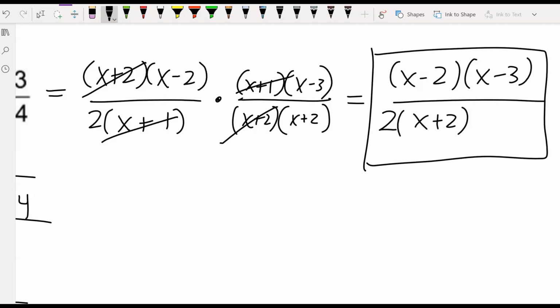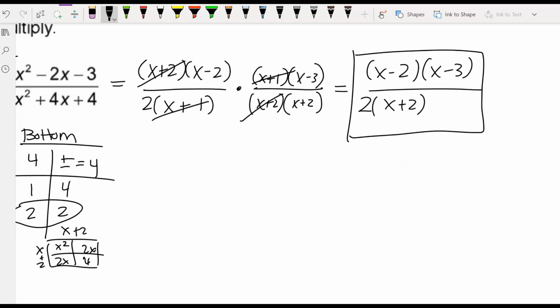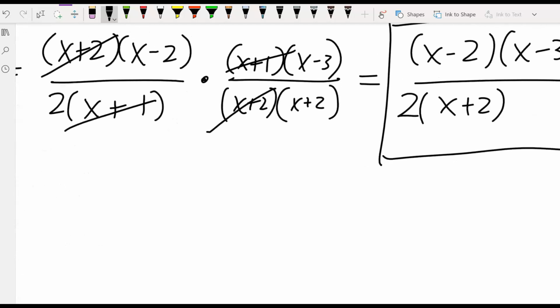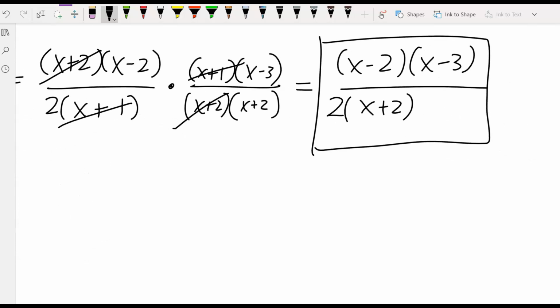All right, so just be careful. Remember, we can't cancel out x's or 2's because they have that plus or minus. They're trapped in that factored form. So just be careful when you're simplifying that you can't cancel those out.